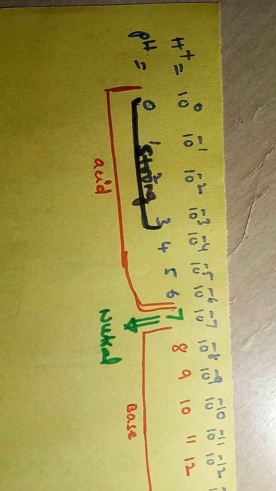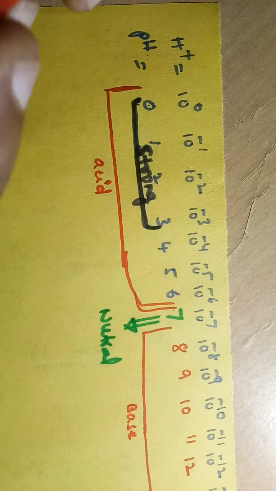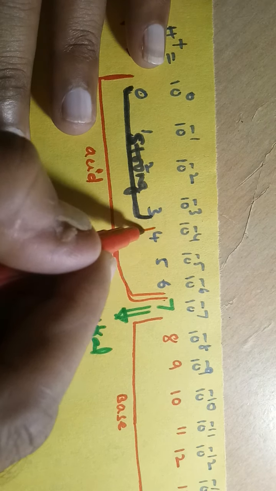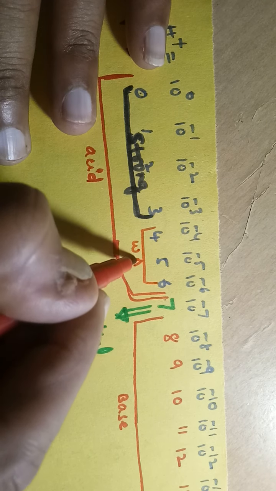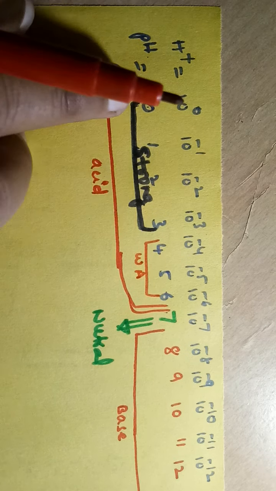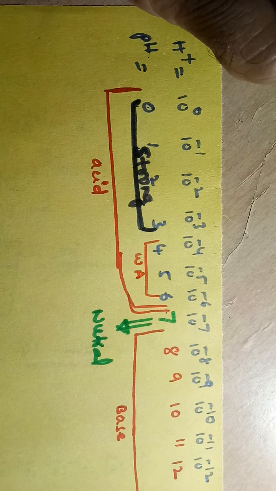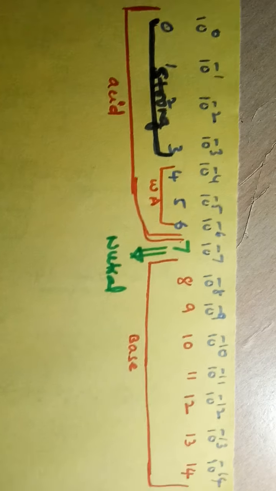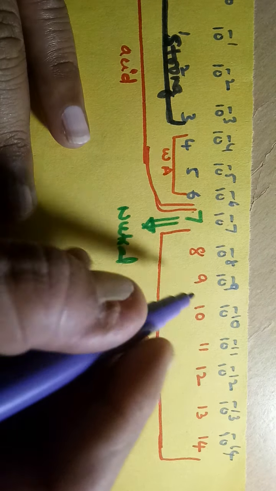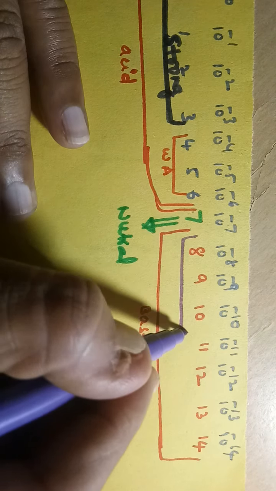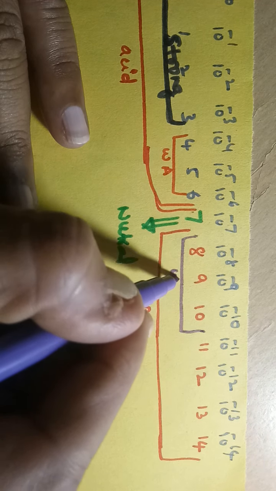From 4 to 7 is a weak acid. This 0 to 3 is a strong acid, and 4 to 7 is a weak acid. Similarly, a pH value of 8 to 10 is a weak base.